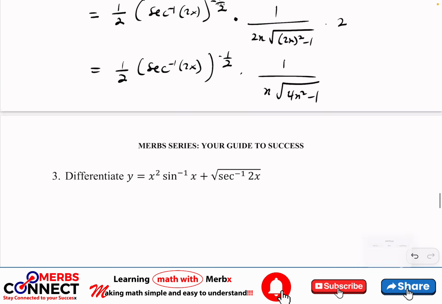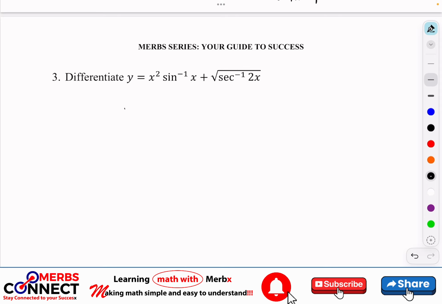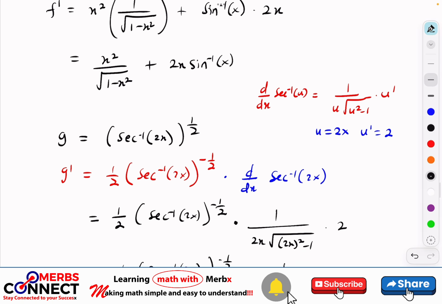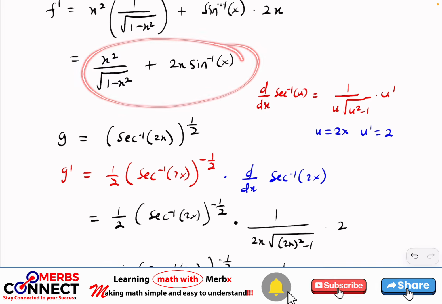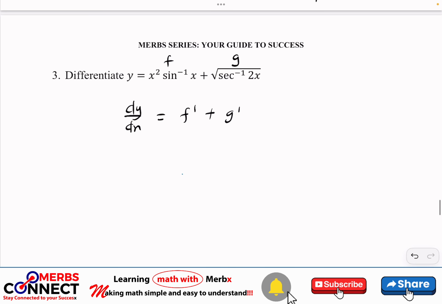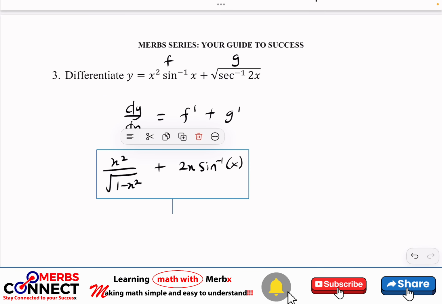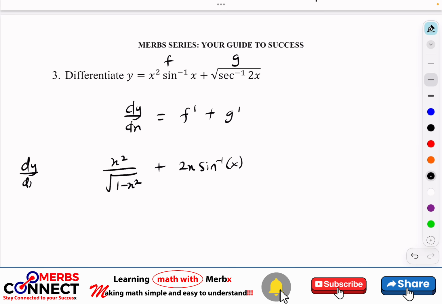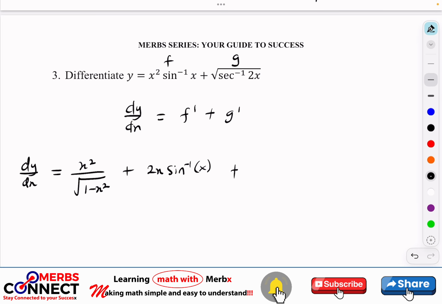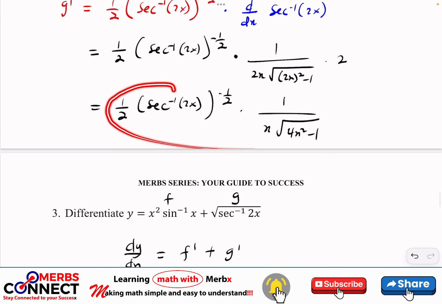So let me bring another sheet with the same question again. So we know that dy over dx is equal to f prime plus g prime, because this was our f and this was our g. So what is f prime? Okay, f prime is this guy here. Let me copy this and paste it here. Beautiful. So let me have this dy over dx here, which is equal to f prime plus g prime. What is g prime? Okay, g prime is what is here.